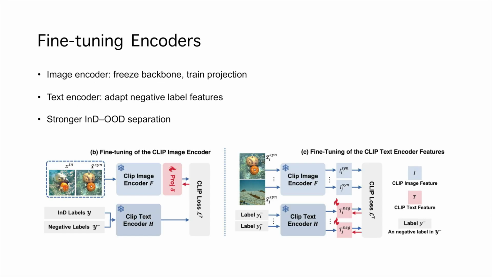Next, we fine-tune CLIP. For the image encoder, we freeze the backbone and only train a projection layer, aligning synthetic OOD images with negative labels. For the text encoder, we make a subset of negative label features learnable, so they adapt to the synthetic OOD samples. This dual fine-tuning leads to a much clearer separation between IND and OOD.